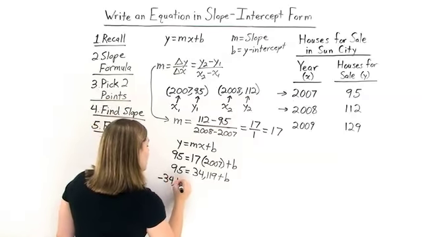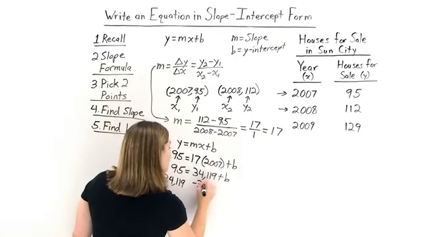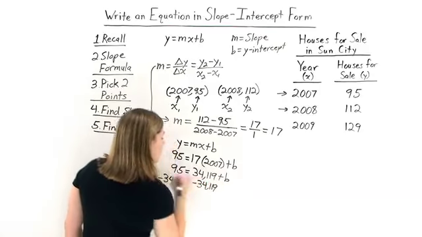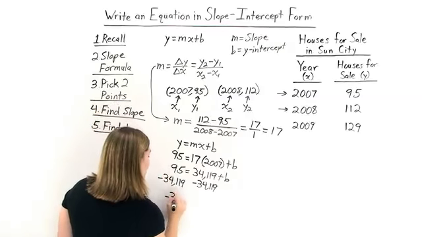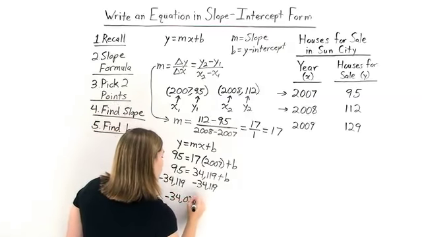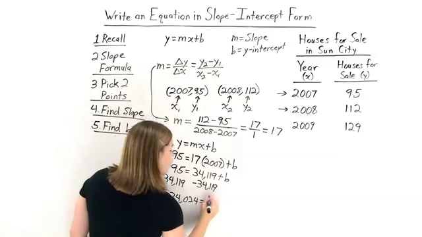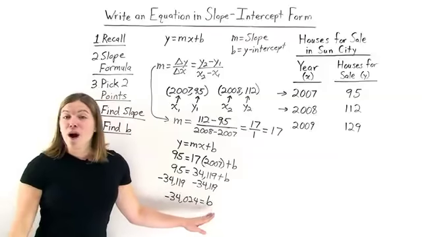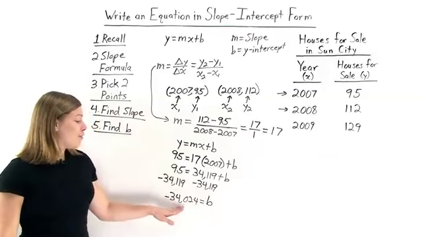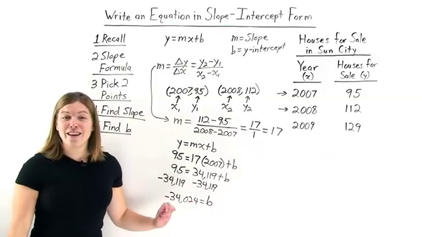To get b completely by itself, we need to take this value and move it to the other side. That means that we need to subtract that value from both sides of our equal sign. When we do, and we perform this subtraction, we get negative 34,024. And on the right, everything cancels except for b. So that means that b, our y-intercept, is equal to negative 34,024.